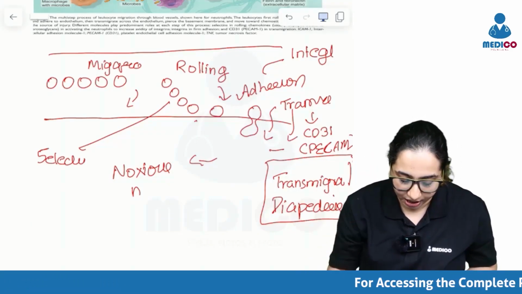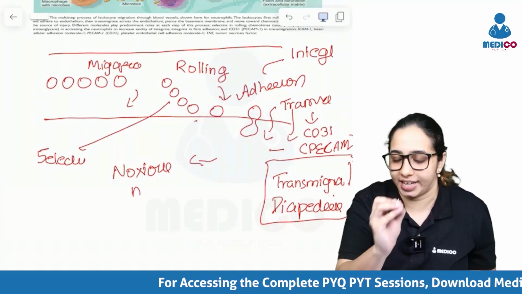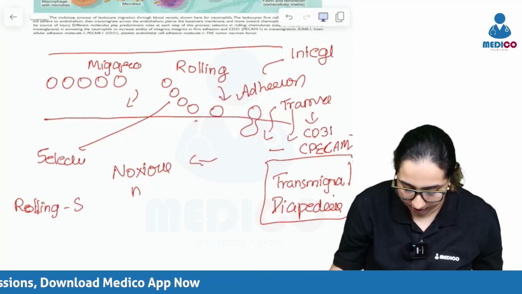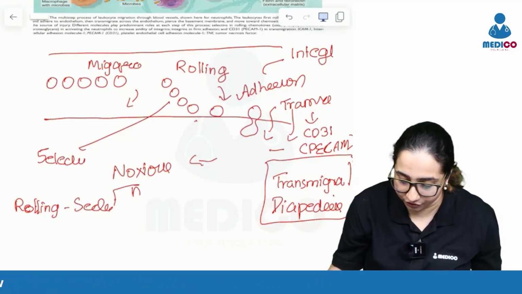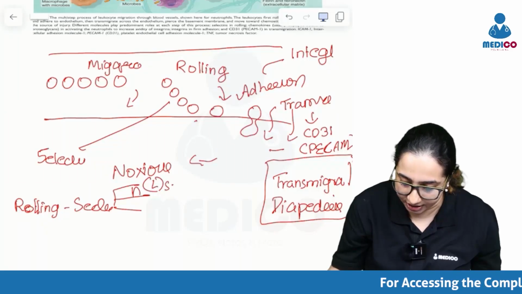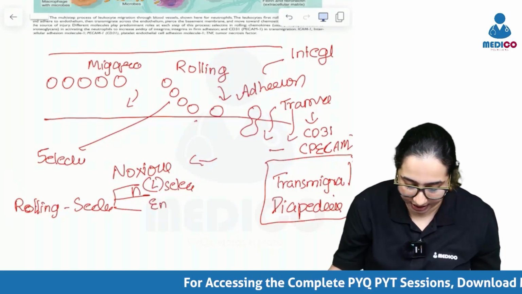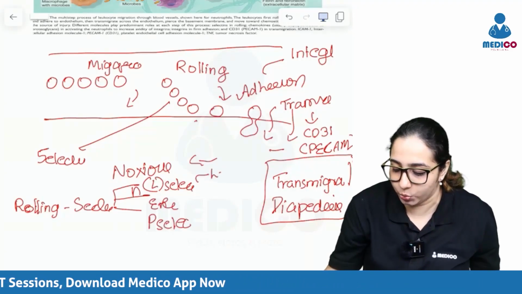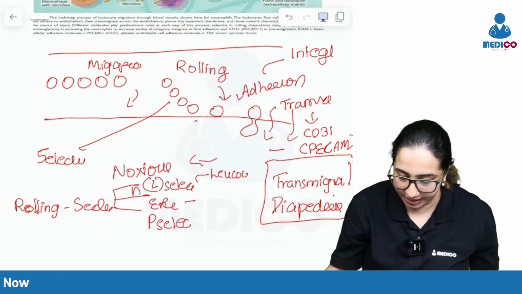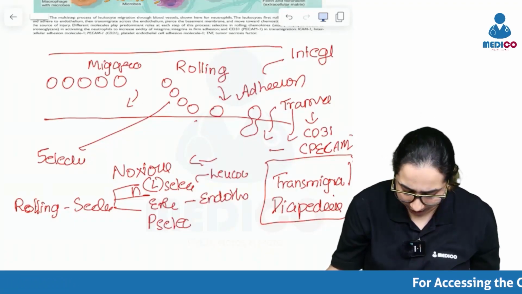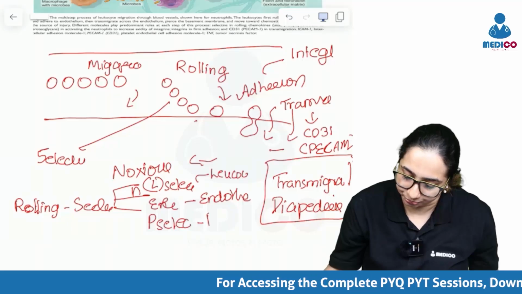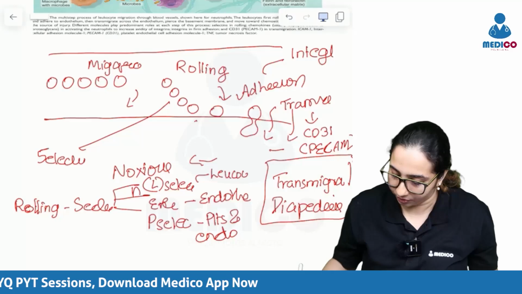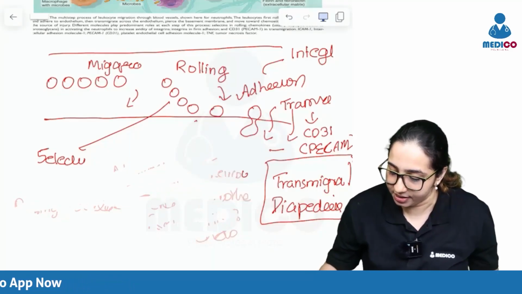So rolling, you should always think of selectins. Please write it down with me. Rolling, selectins. Now selectins are of three types. You have L-selectin, you have E-selectin, and you have P-selectin. Now, L-selectin is seen on leukocytes. E-selectin is seen on the endothelium. And P-selectin is seen on platelets and on the endothelium. Okay. Now, that is it about selectins.